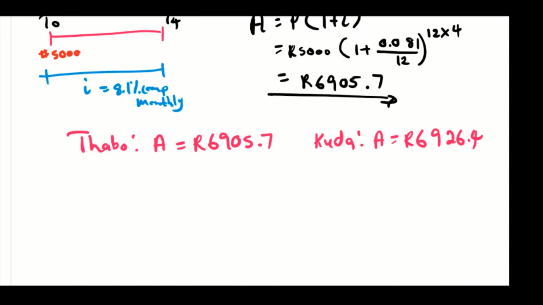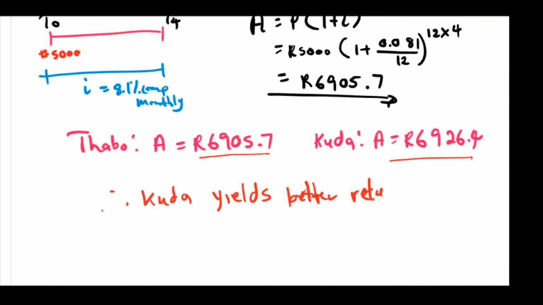We're gonna look at the one that has the higher amount, right? This is 6,905, this is 6,926. So definitely Kuda yields a better return. So Kuda's investment yields a better return. Fine, done with this question.